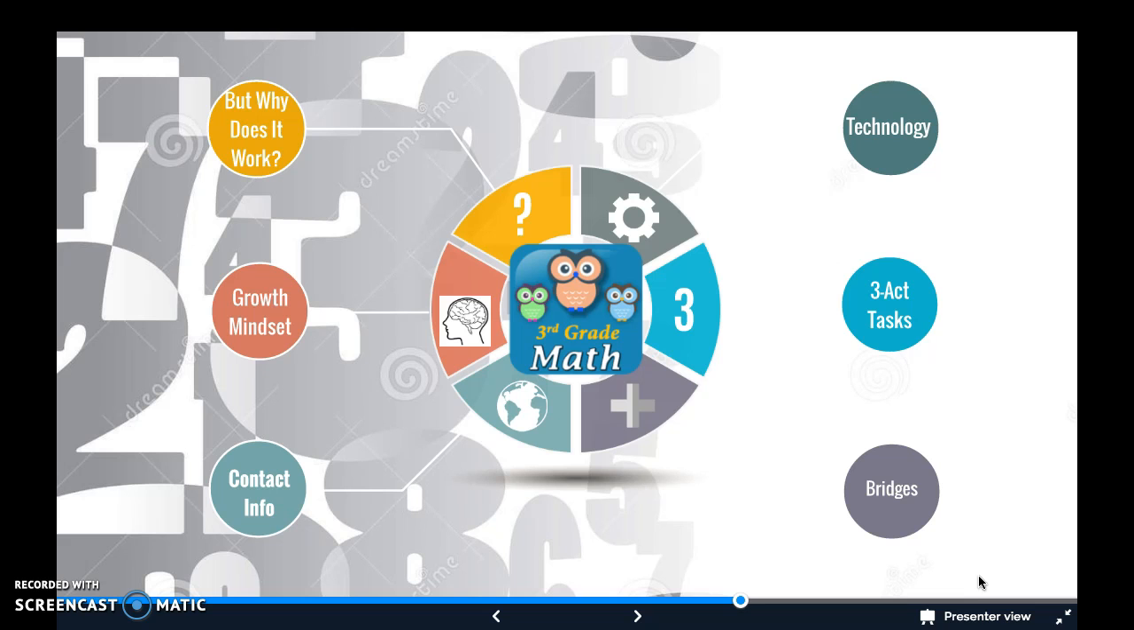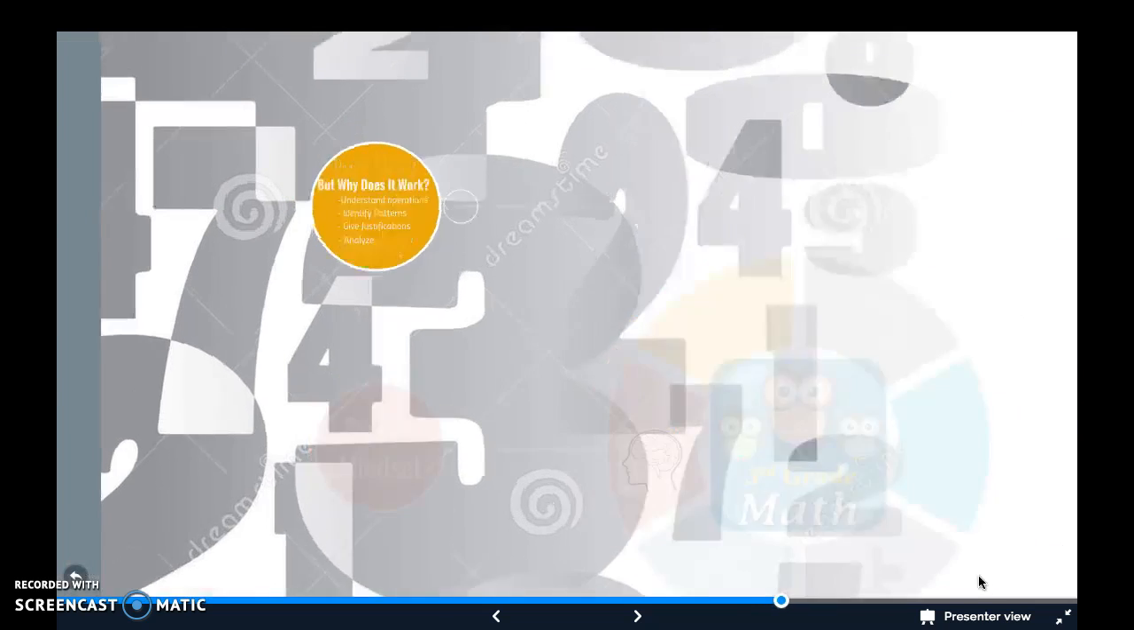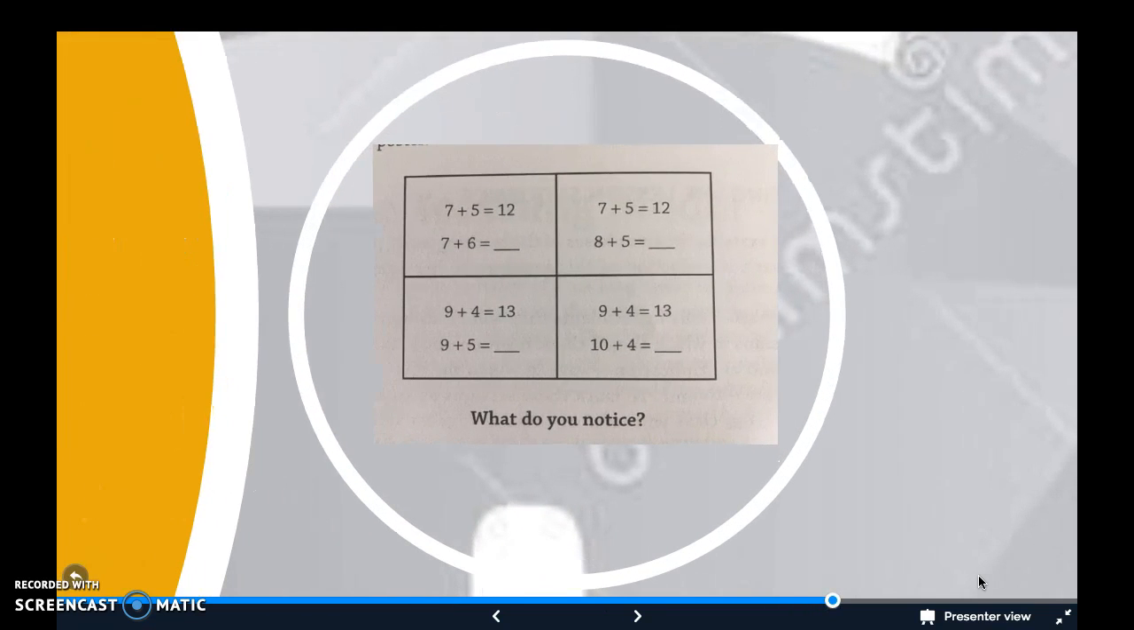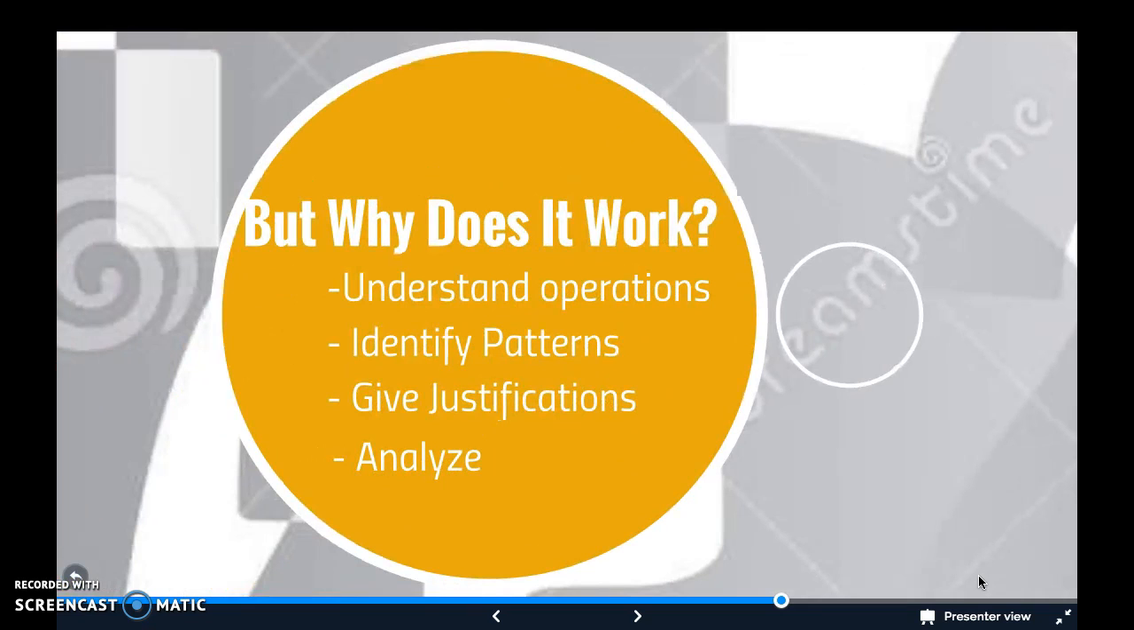Another component we'll be doing about 3 times a week is called But Why Does It Work? But Why Does It Work is a series of pictures, such as the problems laid out here for you, where there are different addition sentences. Students would solve them, and we'd start to look at, what do you notice? What patterns can we find in this? Through that, we'll identify patterns, make statements and conclusions about the patterns, test them out, justify them, and then test those ideas on other operations. Does our idea work for subtraction, multiplication, division, or is it a rule that stands only for addition?